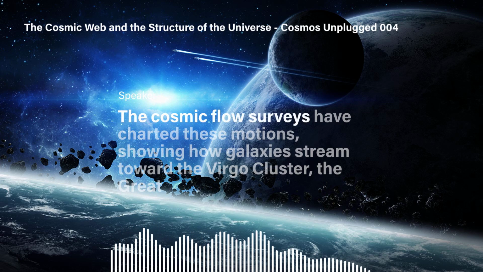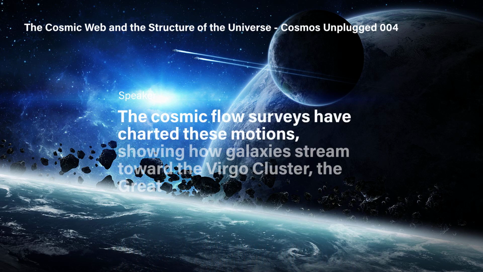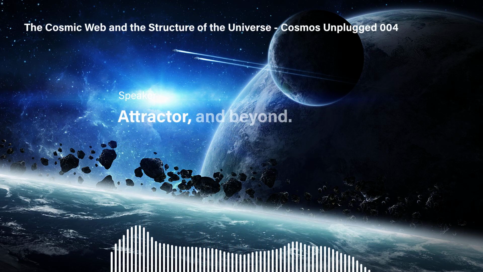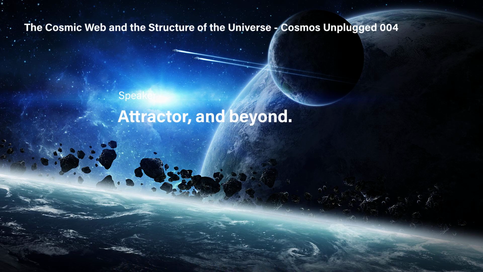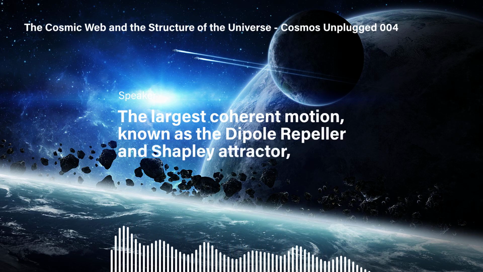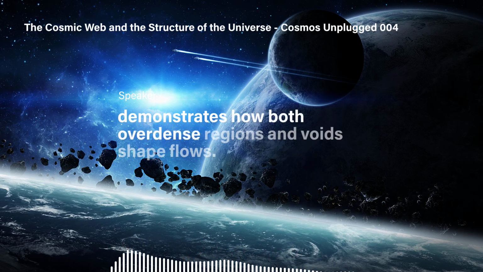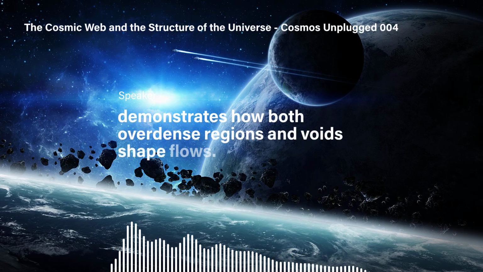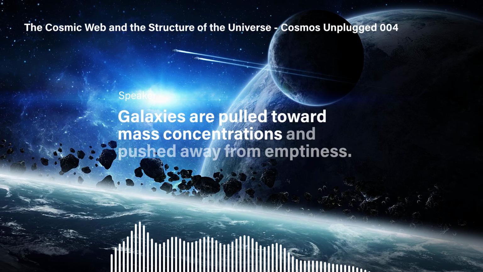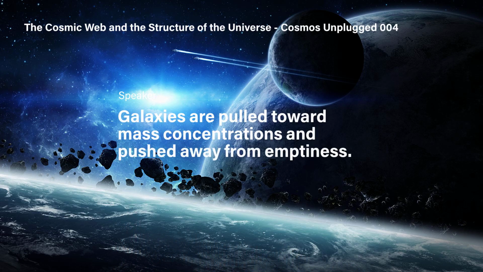The cosmic flow surveys have charted these motions, showing how galaxies stream toward the Virgo cluster, the Great Attractor, and beyond. The largest coherent motion, known as the dipole repeller and Shapley attractor, demonstrates how both overdense regions and voids shape flows. Galaxies are pulled toward mass concentrations and pushed away from emptiness.